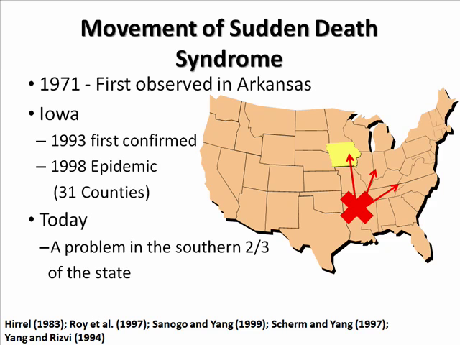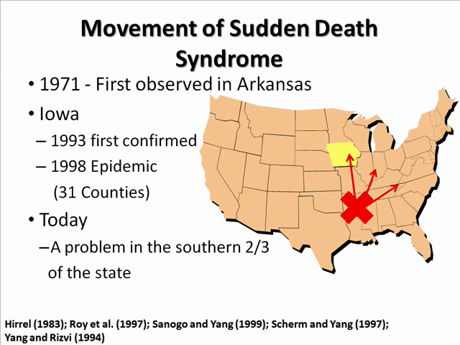The movement of sudden death syndrome first became really relevant in 1971 when it was first observed in Arkansas. That was discovered by Roy and Roop et al. From then on, it progressively moved north and east into Kentucky, Illinois, Indiana, all the major soybean production areas of the Midwest. Finally, the first confirmed case in Iowa was in 1993 by X.B. Yang. And then 1998 was what a pathologist termed an epidemic.